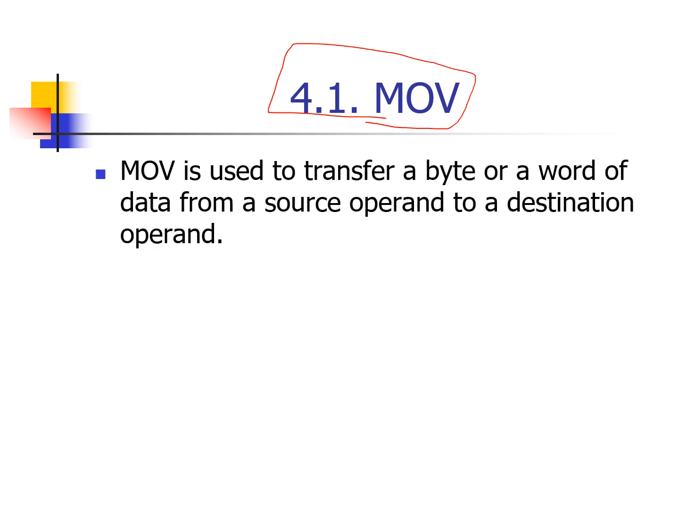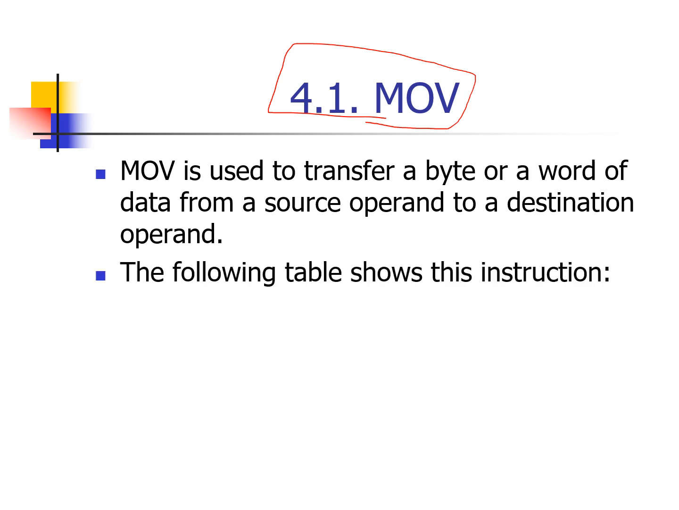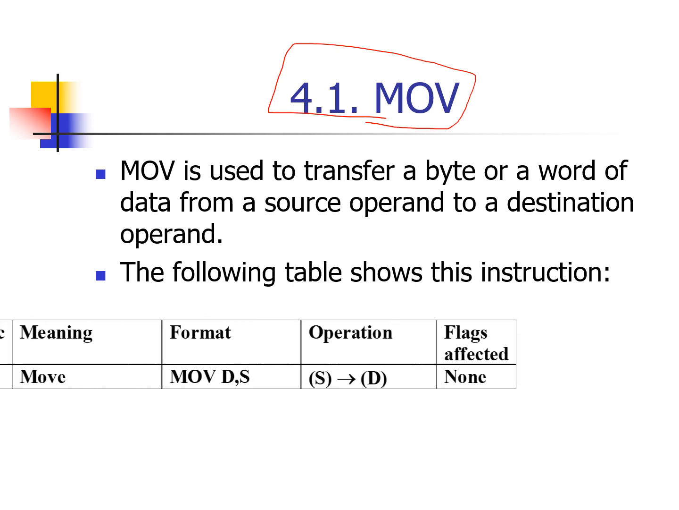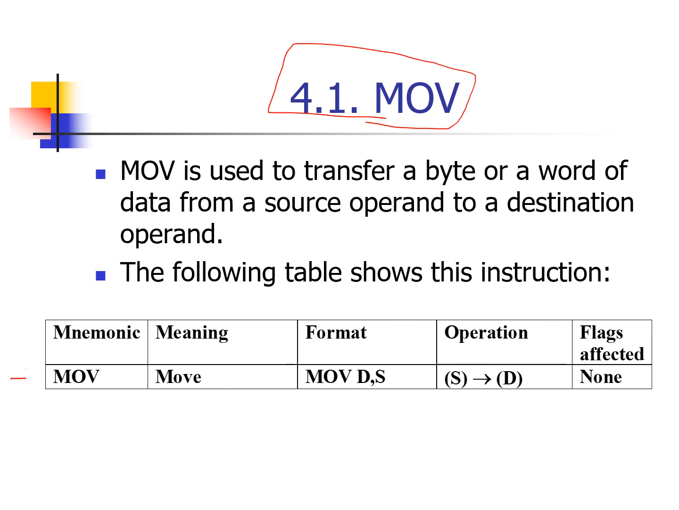Okay, the most famous form of this kind of instruction is MOV, M-O-V, which is used to move data from one place to another place. It can be used to transfer a byte or a word among the places we mentioned: memory, register, or I/O device. Okay, the instruction looks like this.